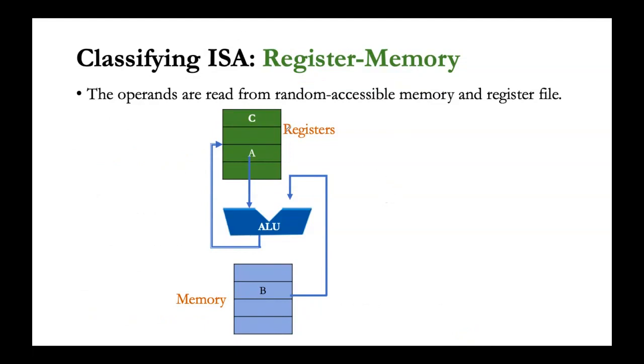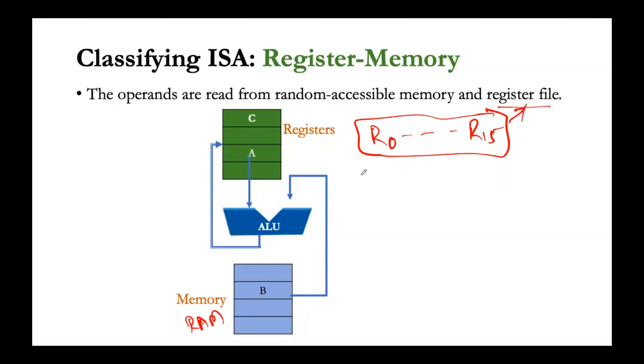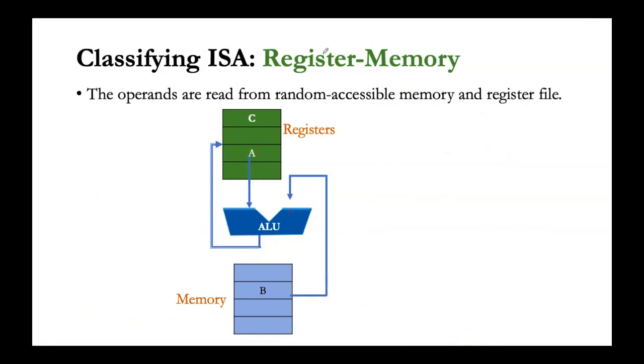In register and memory, the operands are read from the random accessible memory, that is your RAM, and the register file. In the register file, the registers will be there from R0 to R15. So one operand comes from the register, another operand comes from the memory and is supplied to your ALU. Then the ALU performs the operation, and the result is stored in the register. So that we call register memory. One operand from register, one operand from memory, and the result is stored in the register.